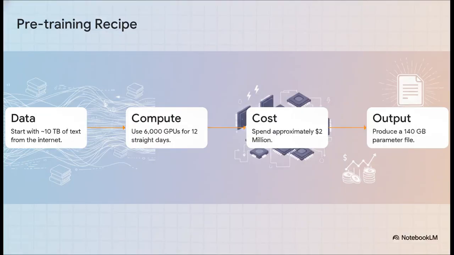Now, check out these numbers, because this is where you really start to feel the scale. To create that 140 gigabyte file, you start with 10 terabytes of text. Then you fire up 6,000 specialized, very expensive GPUs, and you run them flat out for 12 days straight. The price tag for that little experiment? About $2 million. We're talking about some serious real-world constraints here.